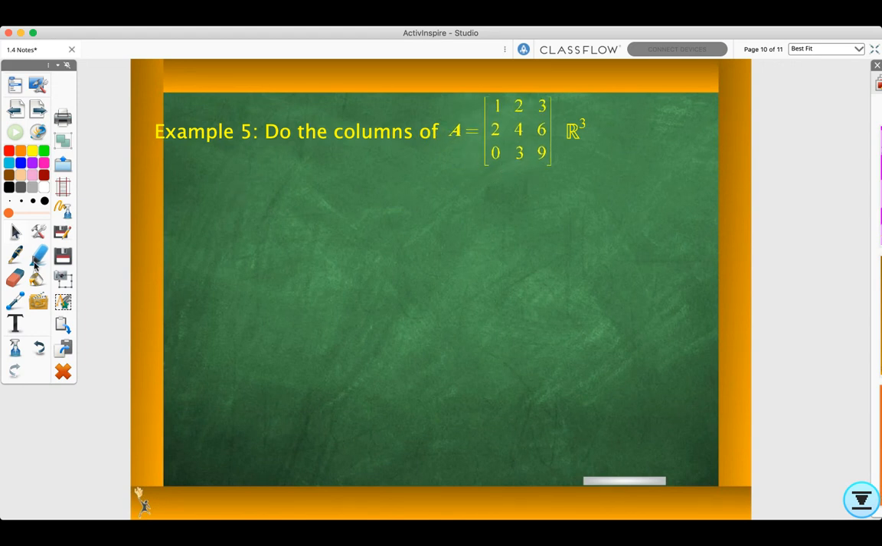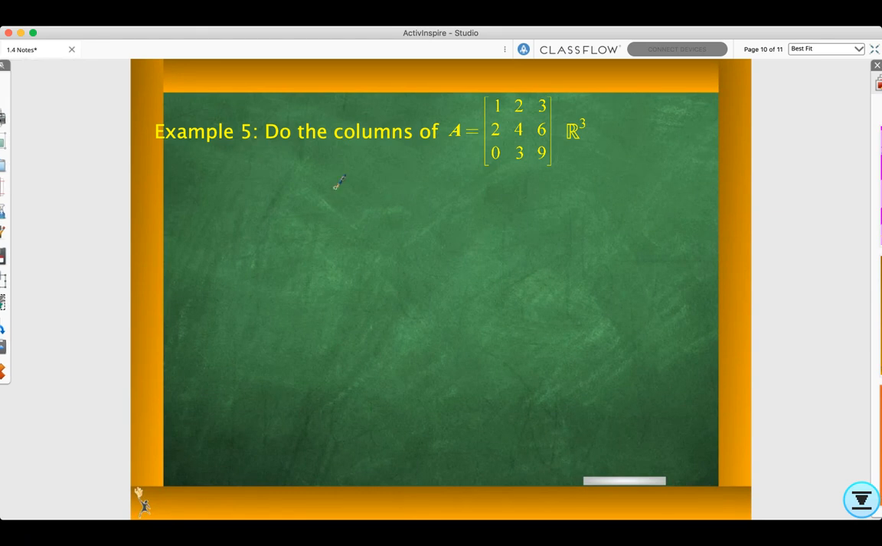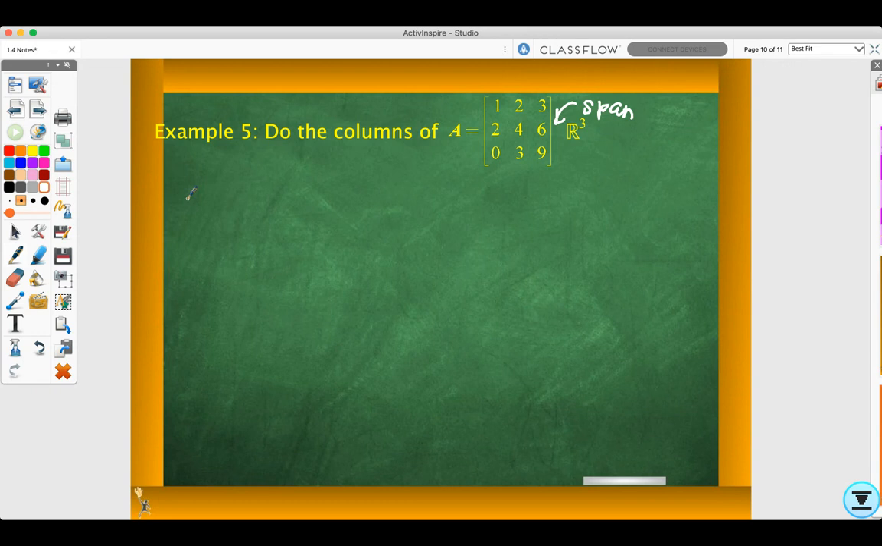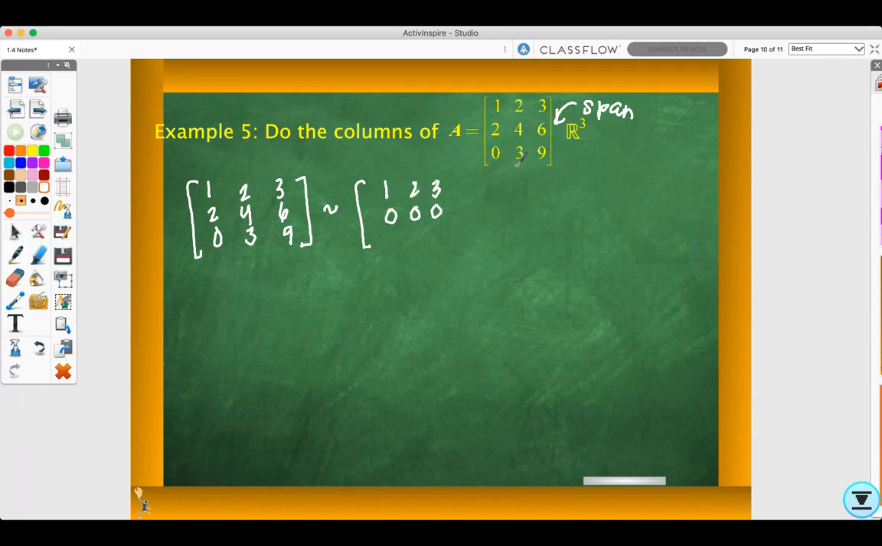Example 5. Do the columns of A span R^3? We're missing the word span right in here. So we would have 1, 2, 0, 2, 4, 3, 3, 6, 9. I can reduce this and get 1, 2, 3, 0, 0, 0 by negative 2 times row 1 plus row 2, and 0, 3, 9.